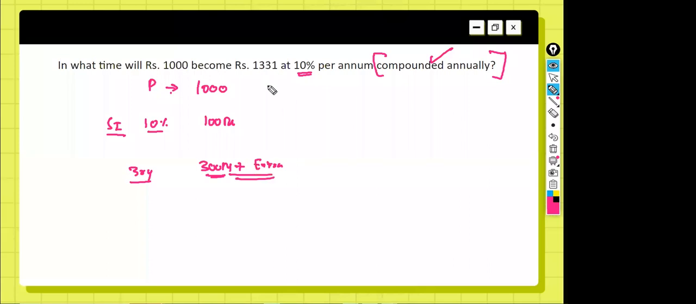So you can compare with this answer. 1000 becomes 1331, meaning 331 is the extra value. So 300 plus extra satisfies here. So 3 years will be the answer.